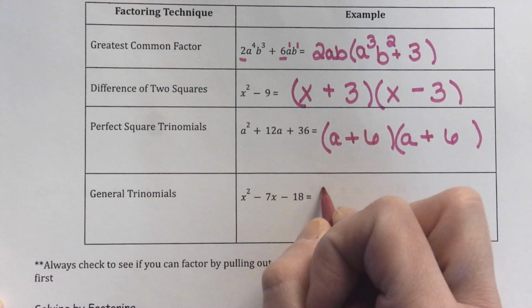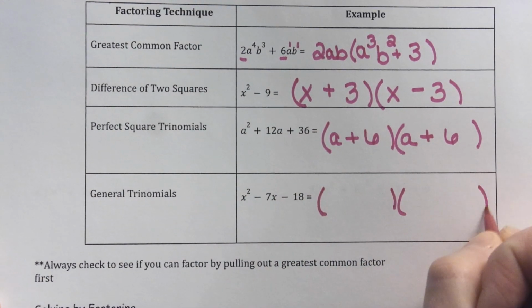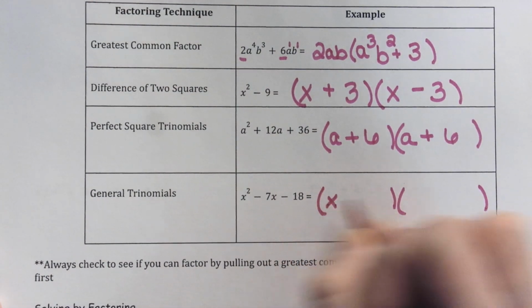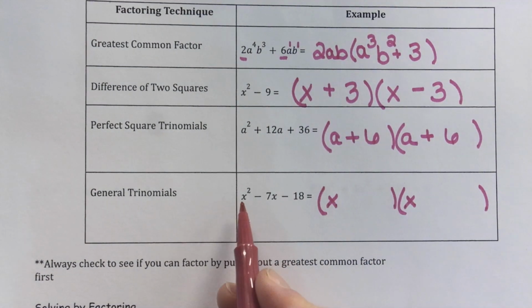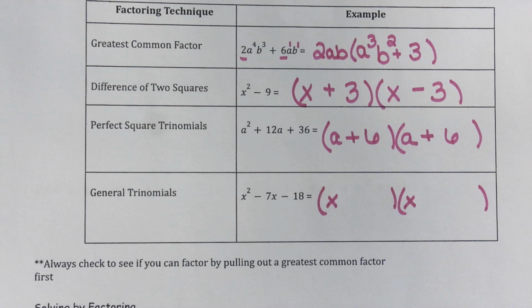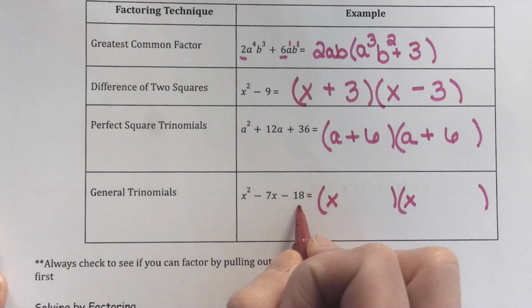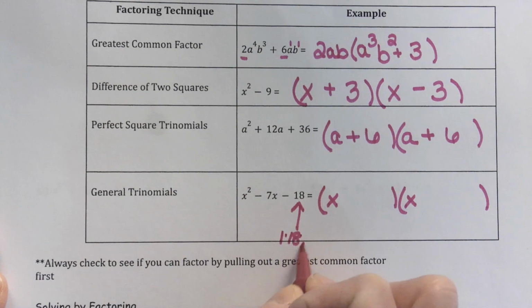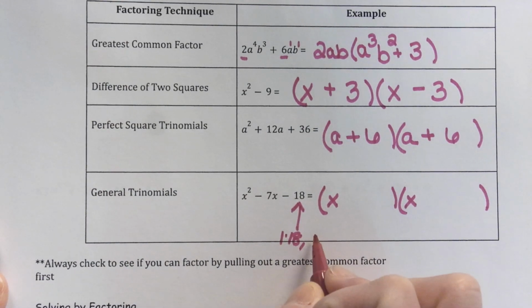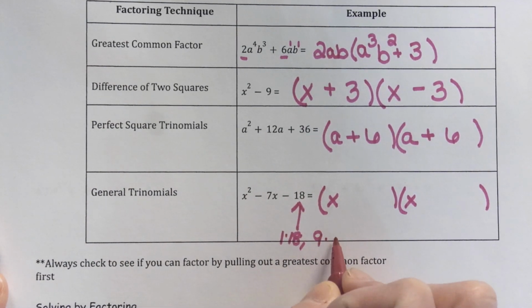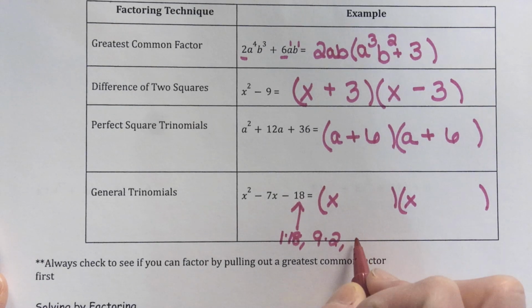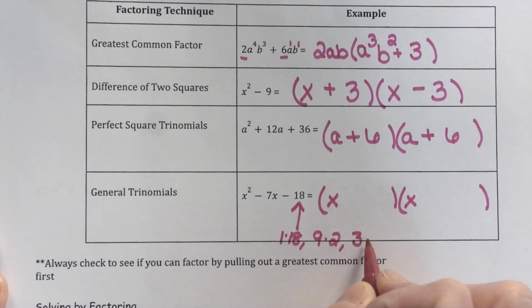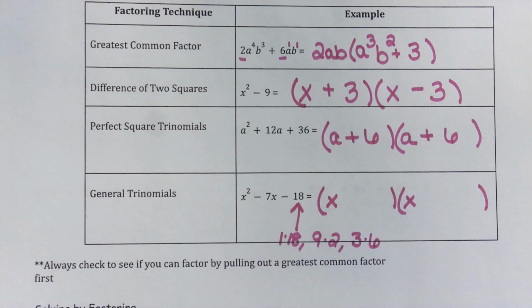All right, this one is similar. 2 sets of parentheses because it's a trinomial. X times x to get back x squared. Now, let's think for a second. What multiplies to 18? Give me my list. 1 times 18, what else? 9 times 2, what else? One more. 3 and 6, good. Okay, so those are our options.